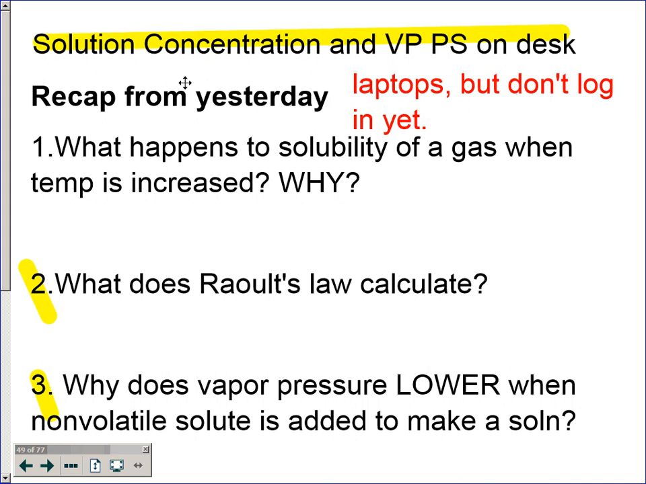We're going to do one more problem with vapor pressure, and then we're going to go on to the rest of the colligative properties. All right, just a quick review. What happens to the solubility of a gas when temperature is increased? It decreases. Why?